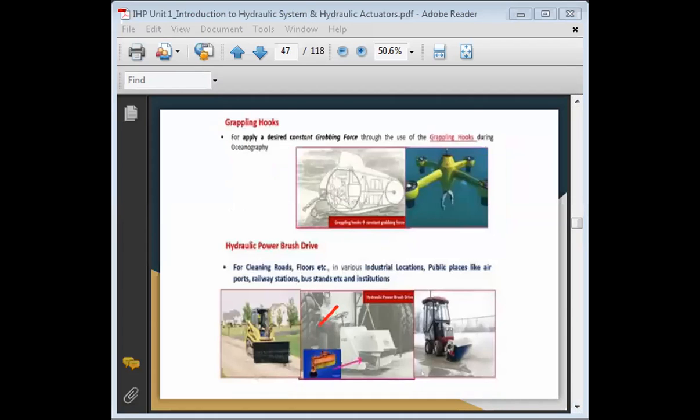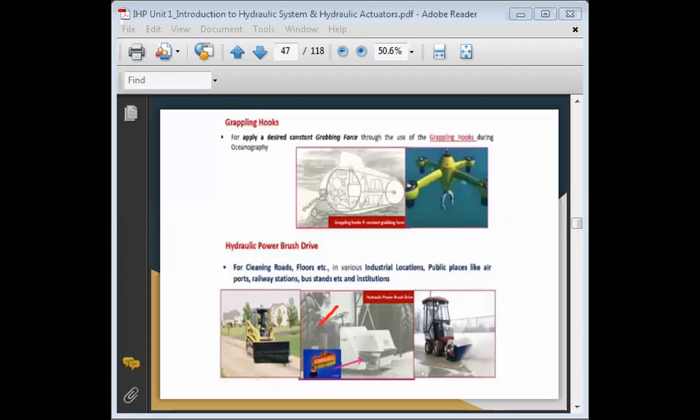Next, another application: the grappling hook. It is used for applying the desired constant grappling force during oceanography. You can see the picture also. What is the use of the grappling hook? For applying the desired constant grappling force during oceanography.